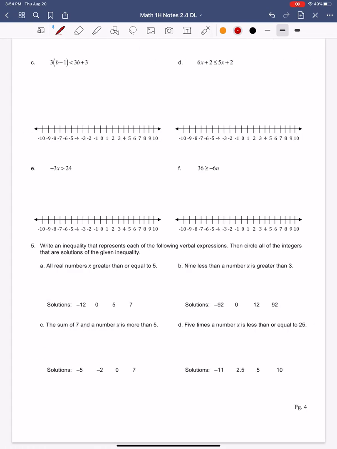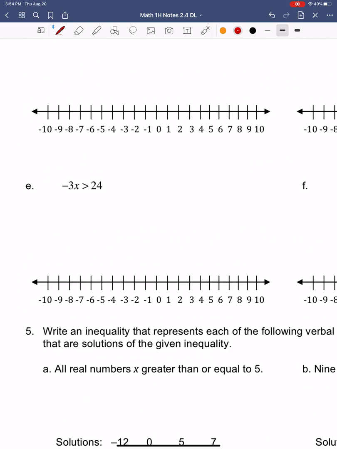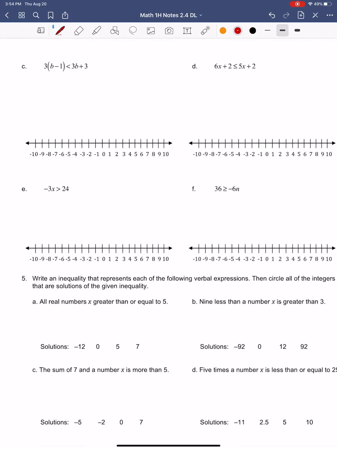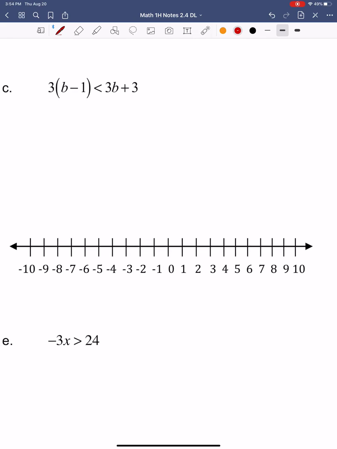Okay. Keep going here. I'm going to jump straight down to letter E just for the sake of time. I'll do letter C, I suppose, because it's got some distribution there. So if we were going to distribute this one, that's going to give me 3b minus 3 is less than 3b plus 3. Subtract 3b.